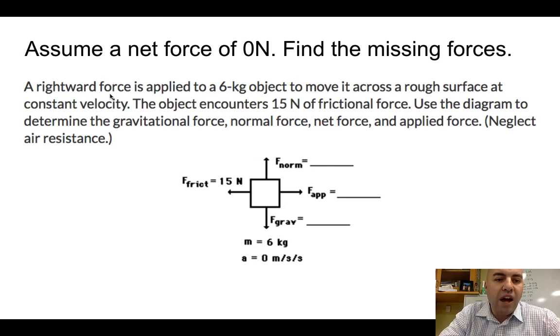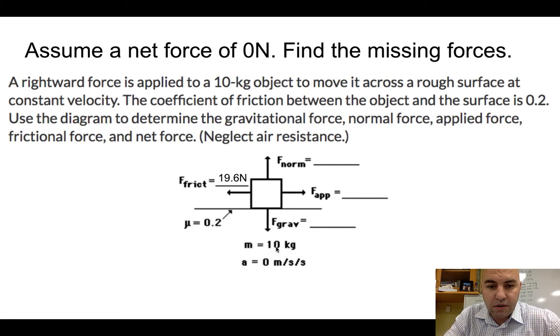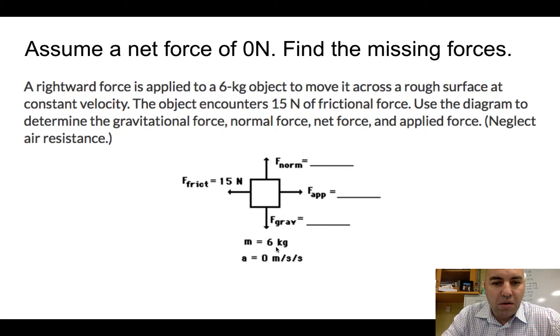So for example, if I have a rightward applied force that's pulling a 6 kilogram object, causing it to move across a rough surface, so there's going to be friction, and it has 15 newtons of that friction, how would we figure that out? Well, my force due to gravity is going to be 6 kilograms times 9.8 meters per second squared. I'm trying to find my calculator here.